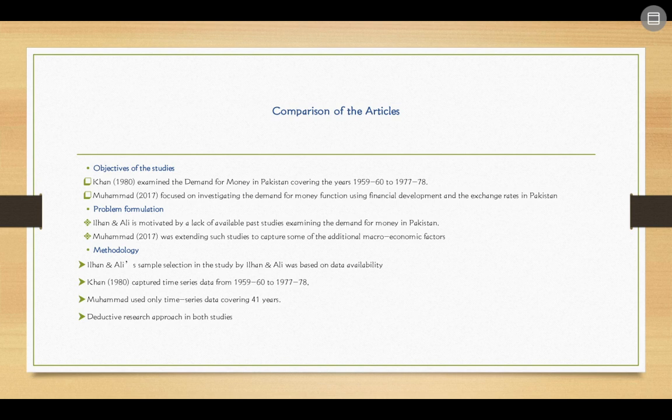This shows that the two studies associated the changes in demand for money with different macroeconomic factors, which are GDP, inflation rate, and the exchange rate in Khan 1980s, while Muhammad 2017 focused on industrial production, financial development, income, and the exchange rate.